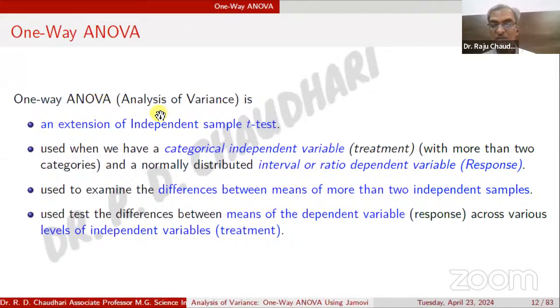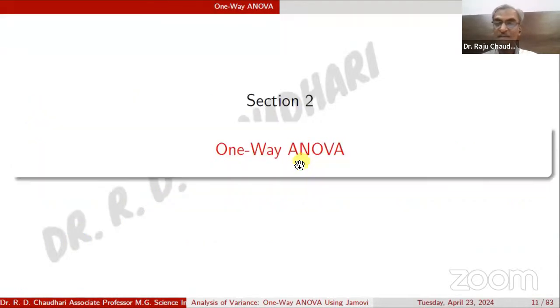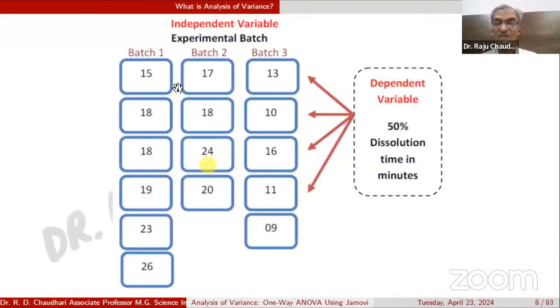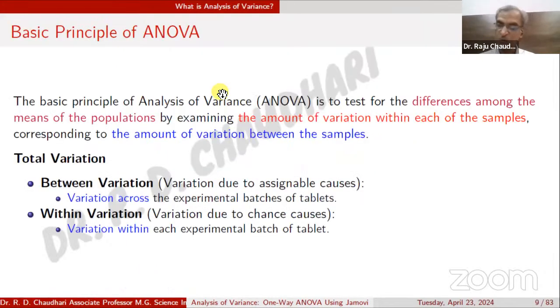And when to use ANOVA? When we have a categorical independent variable, which is also known as a treatment, with more than two categories, right? For example, in our example we have different batches. So this is my treatment, with more than two levels: batch 1, batch 2, batch 3, right? If we have only batch 1 and batch 2, we can go for the independent sample t-test. So basically, ANOVA is used when we have to compare more than two groups.